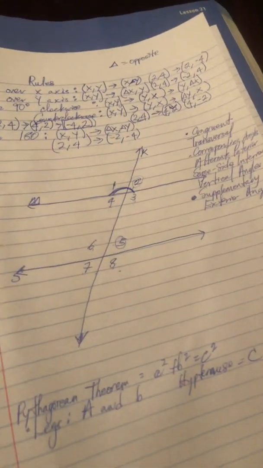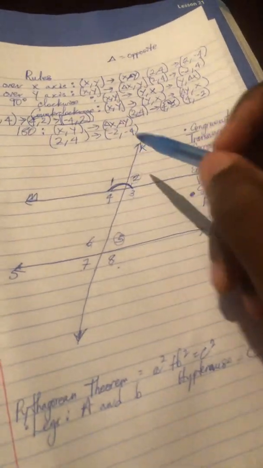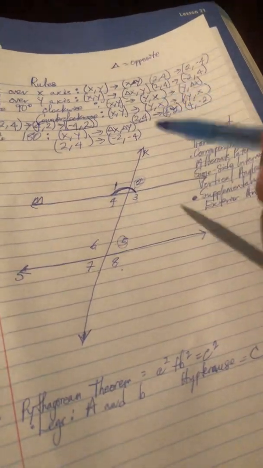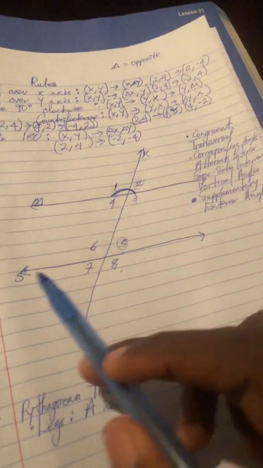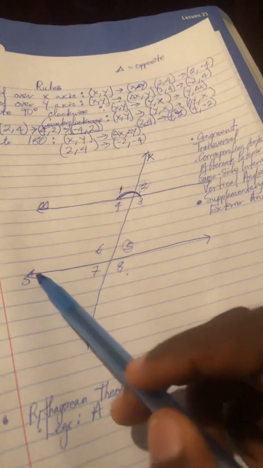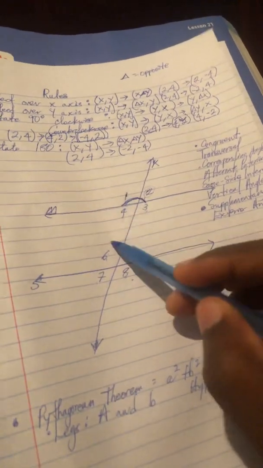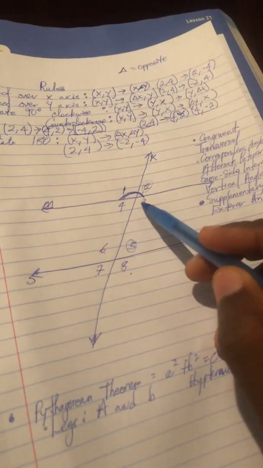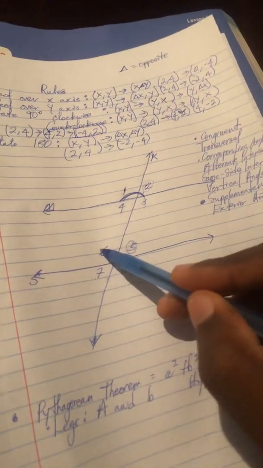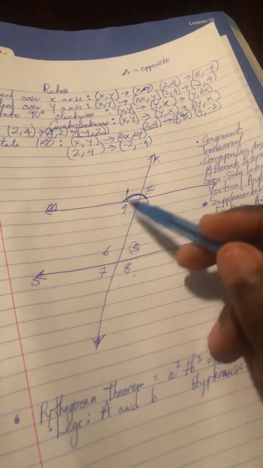Now we have interior angles, exterior angles. So our interior angles are angles that are inside the two parallel lines. These are my two parallel lines. All the angles that are inside are interior angles. So I have angle 3, 4, 5, and 6. All 4 of these angles are interior.